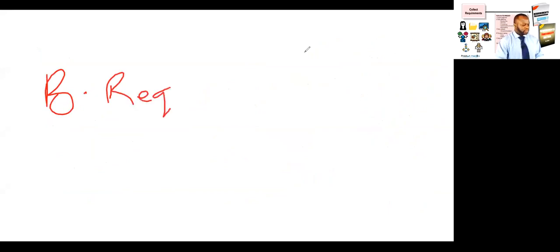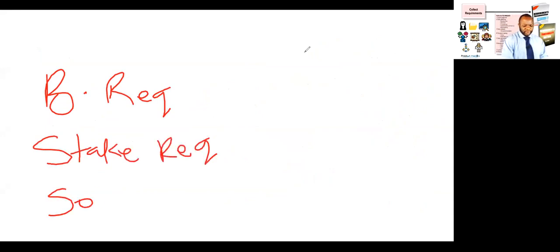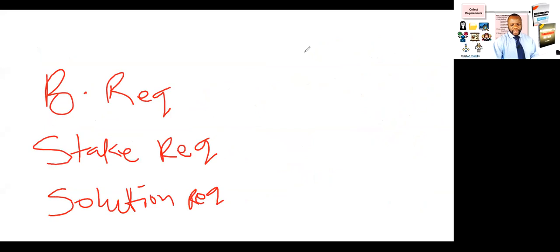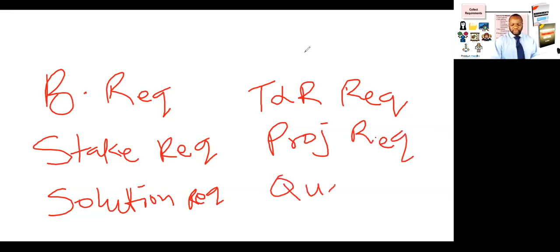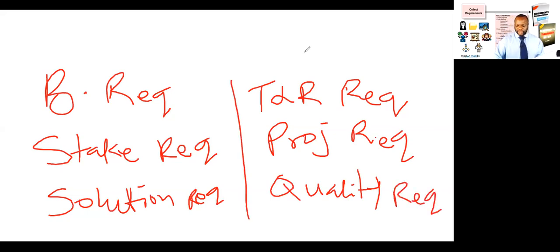So over here we have, and I'll just abbreviate, business requirements, stakeholder requirements, solution requirements, transition and readiness requirements, project requirements, and quality requirements, to mention a few. This is just a cross-section of requirements that could exist in the world of project management.